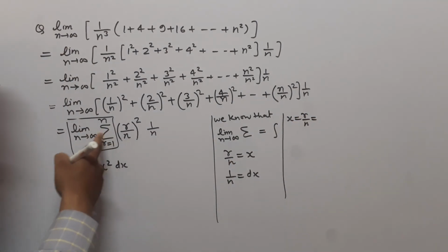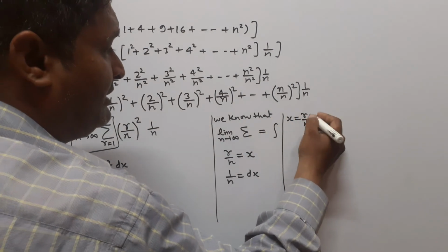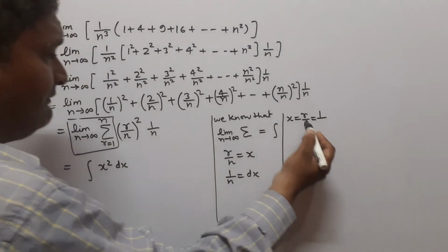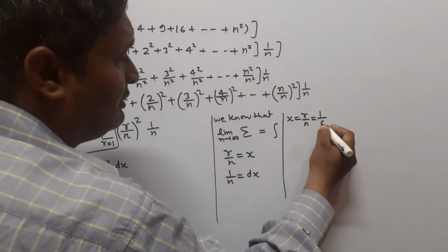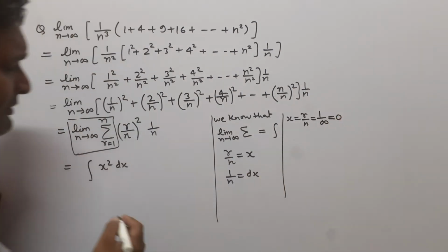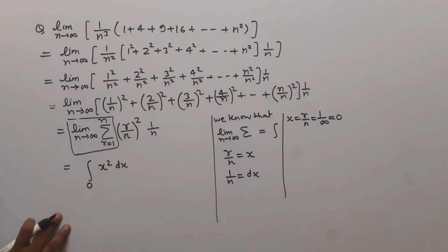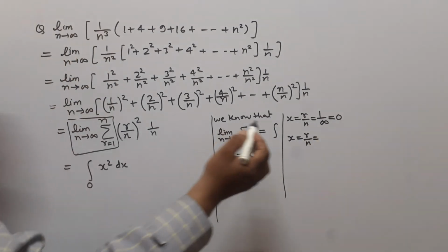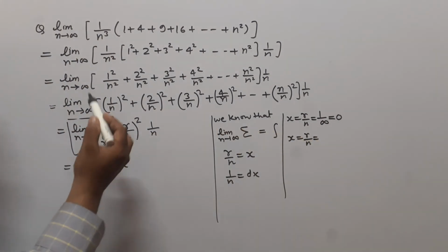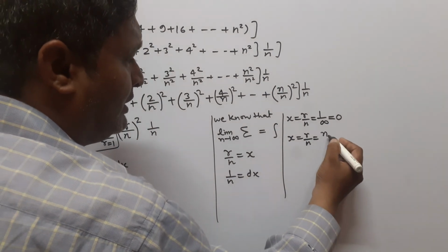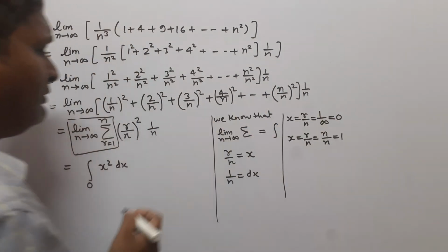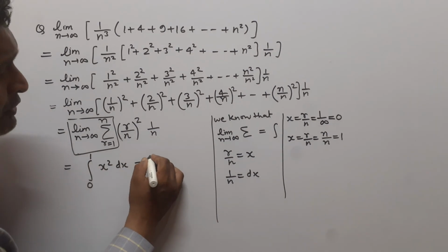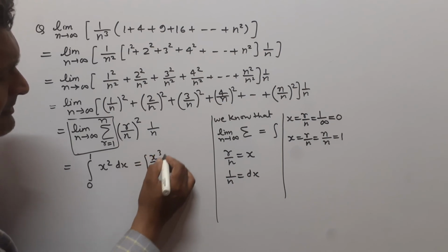We know that x equals r by n, and here the lower limit of r equals 1, so in place of r we put 1, and in place of n we put n tends to infinity, so this is 1 upon infinity, this becomes 0. So the lower limit of the integral is 0. Similarly, when x equals r by n, and we take the upper limit of r, that is equal to n, we put r equal to n, divided by n, we get 1, so this is 1.